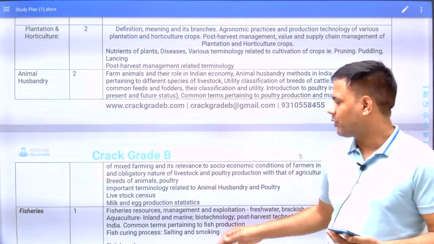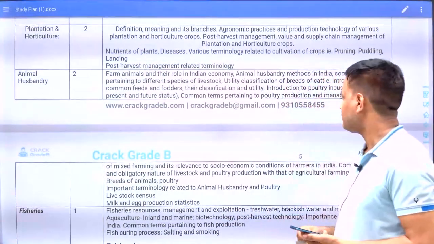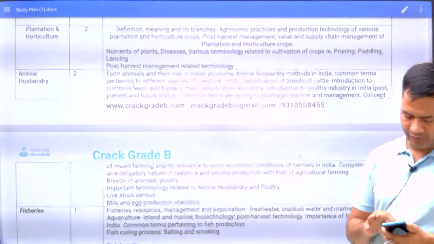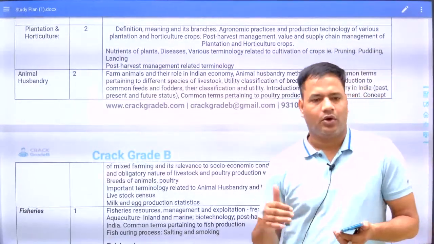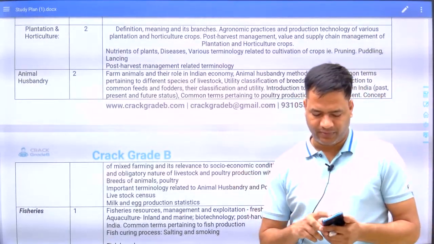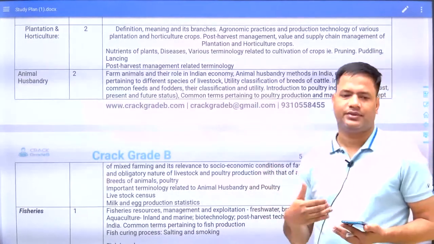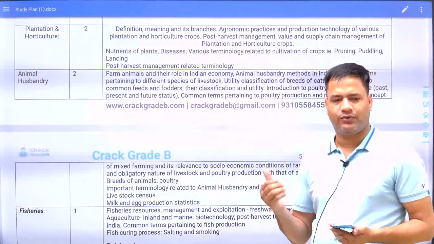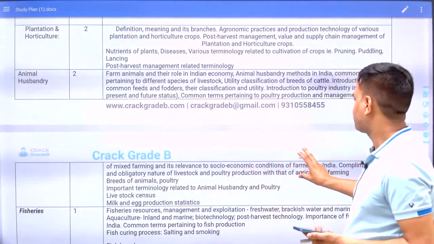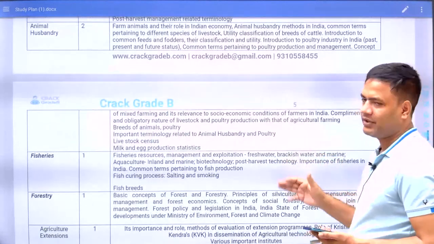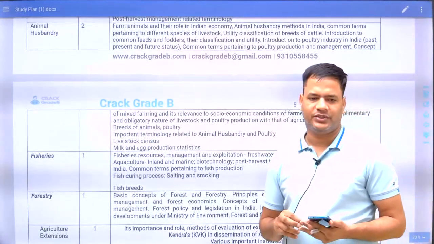livestock census, milk and egg production statistics. You can find the animal husbandry related content on Google easily, or on the ICAR website, some content by ICAR is given, and NCERT books are there. So if you study those, that will also suffice for the requirement of this exam, because everything is not possible to be studied.